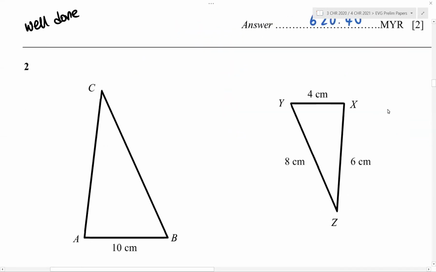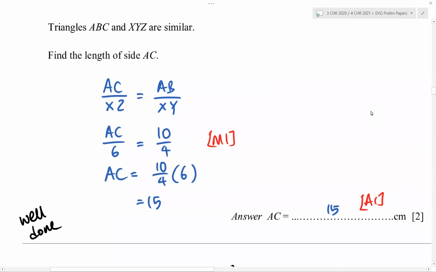Okay, question 2. Question 2 was also well done. Majority got it correct. Now, the mark is given for AC over 6 equals to 10 over 4 or any other variation. So any way that you manipulate it, as long as you have something like this, you get 1 mark.